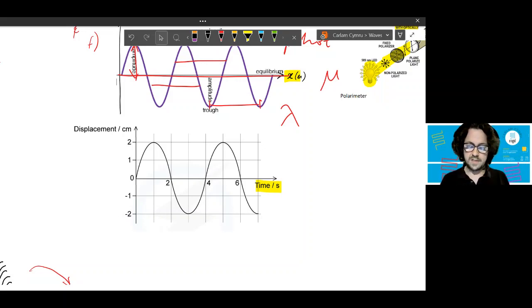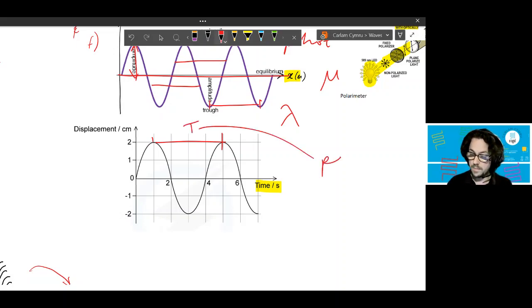But what this will tell us is how long it takes to complete the cycle, whereas the other one told us the wavelength, the distance between two waves. So if I mark on the distance here to here, what I've now got is the time for one complete cycle, which we call the period. Okay.